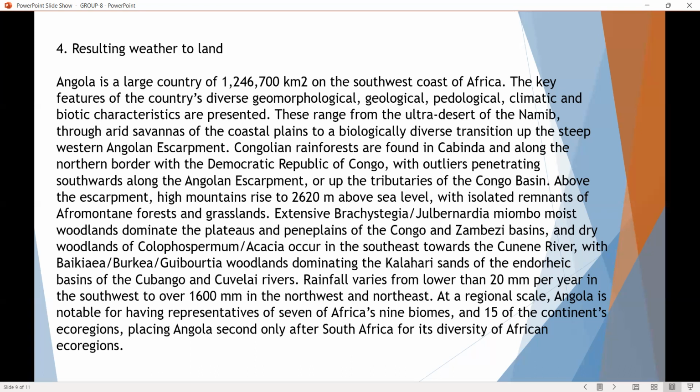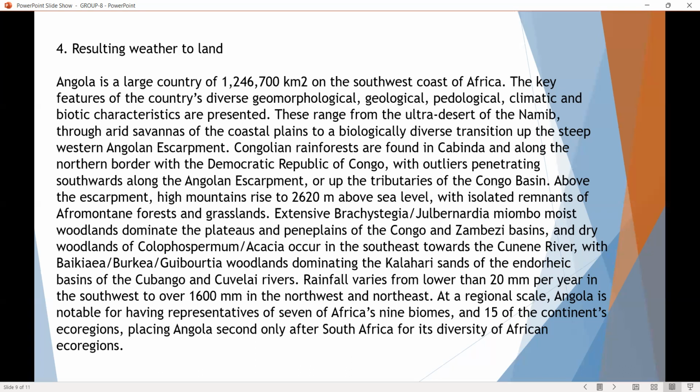Extensive Brachystegia, Julbernardia Miombo moist woodlands dominate the plateaus and peneplains of the Congo and Zambezi basins, and dry woodlands of Colophospermum and Acacia occur in the southeast towards the Kunene River, with Baikiaea, Burkea, and Guibourtia woodlands dominating the Kalahari sands of the endorheic basins of the Cuito Cuanavale and Cuando rivers.